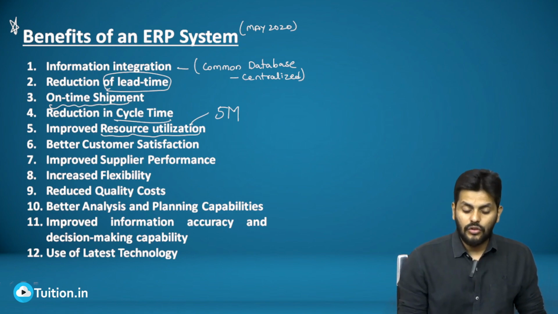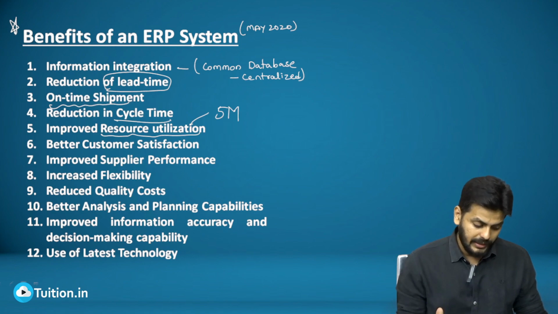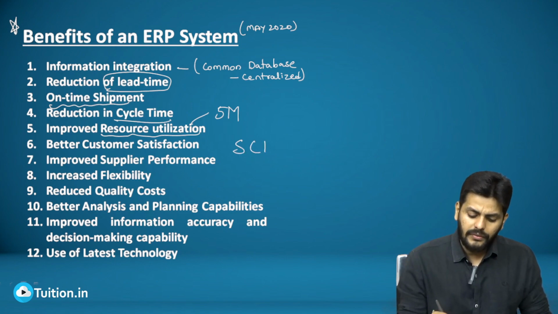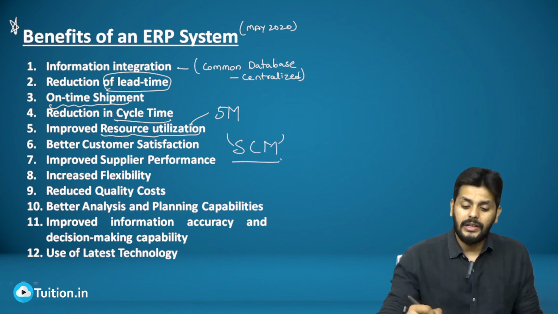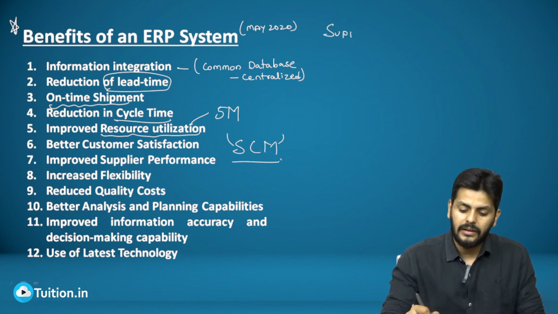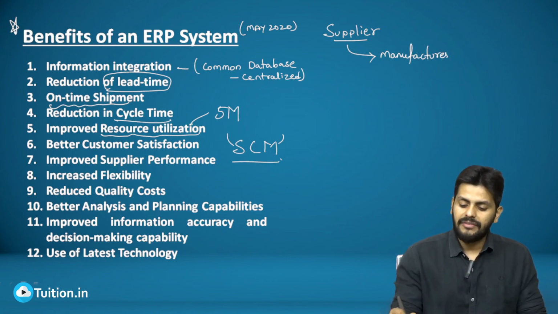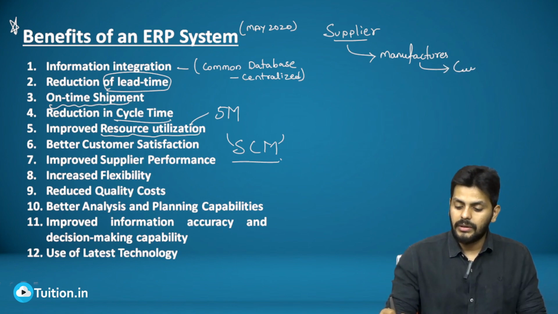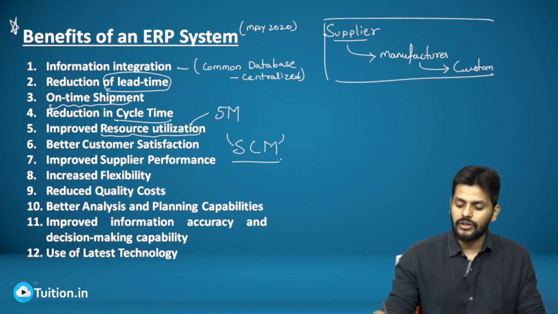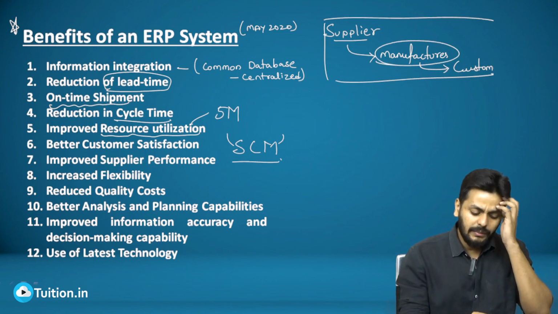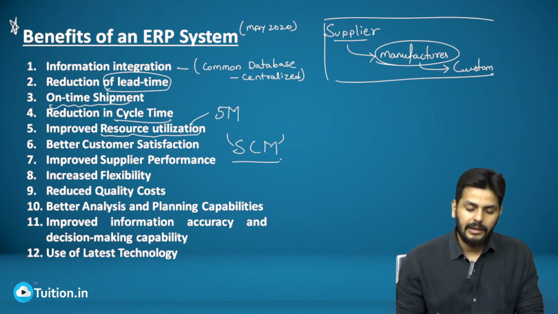Better customer satisfaction, obviously, because things are being done faster. Not only that, this entire concept of ERP can be used for maintaining supply chain management. You remember there is a supplier, a manufacturer, supplier to the manufacturer, and then connected to the customer. This link works well, and that is exactly what you need to take into consideration. ERP can connect all three together, enhancing customer satisfaction and improved supplier performance.